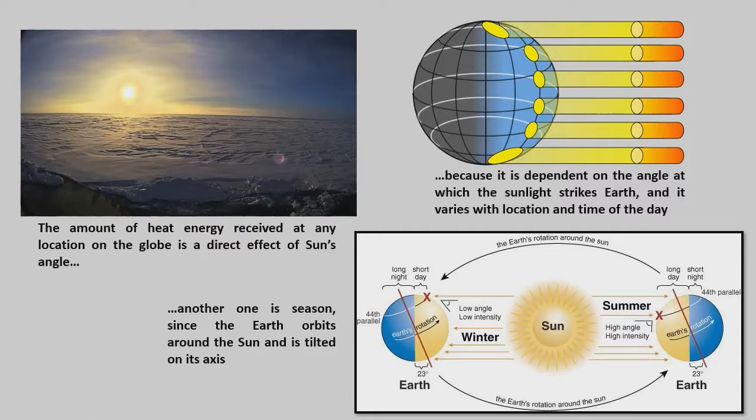Another factor is season, since the Earth orbits around the Sun and is tilted on its axis. This configuration creates different seasons. In the winter season, the Northern Hemisphere experiences longer nights and shorter days. Aside from a low angle and low intensity of the Sun, it will have a shorter sunlight exposure. The opposite happens during summer. However, for us in the Philippines, we are situated near the equator. We cannot usually feel the significance of longer nights and shorter days, or vice versa.